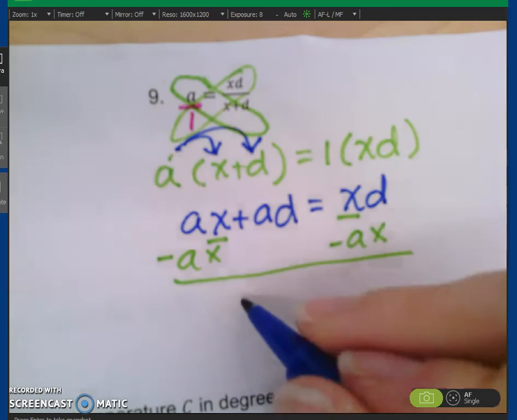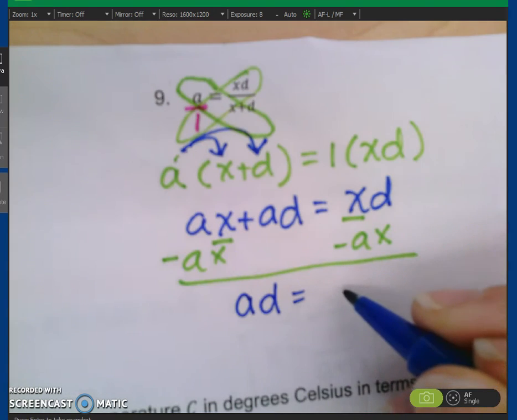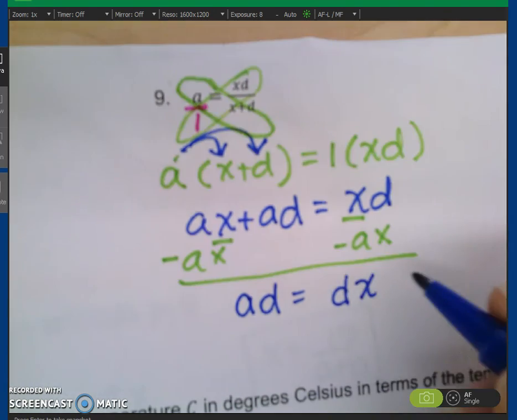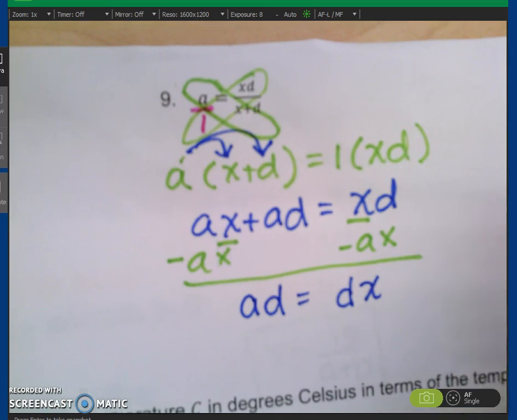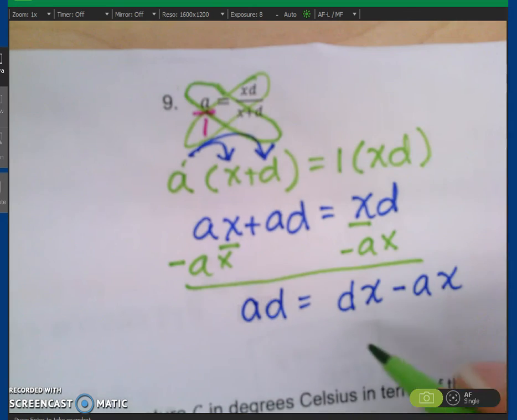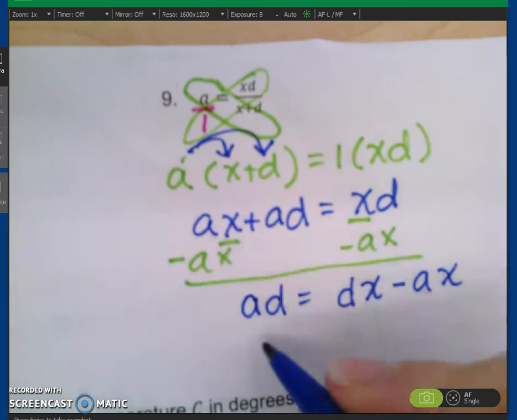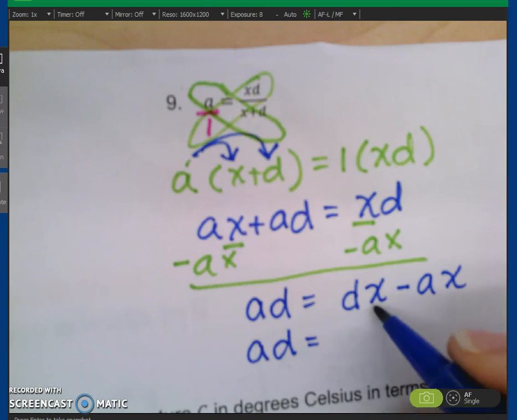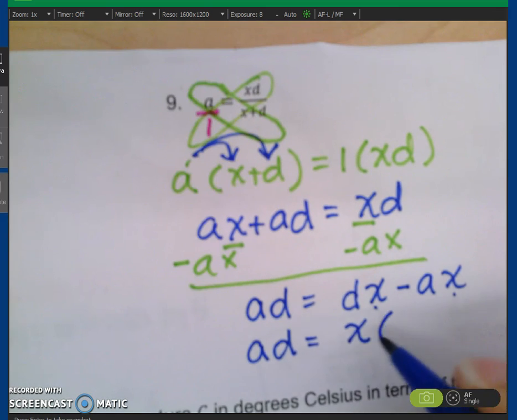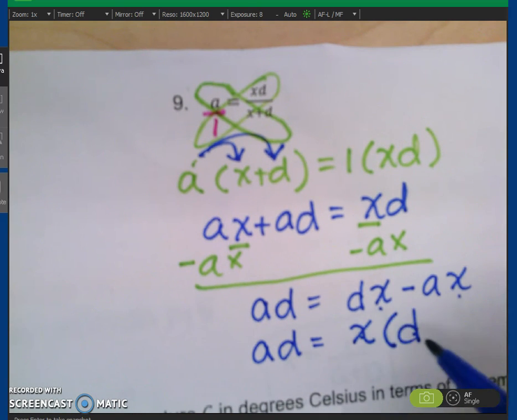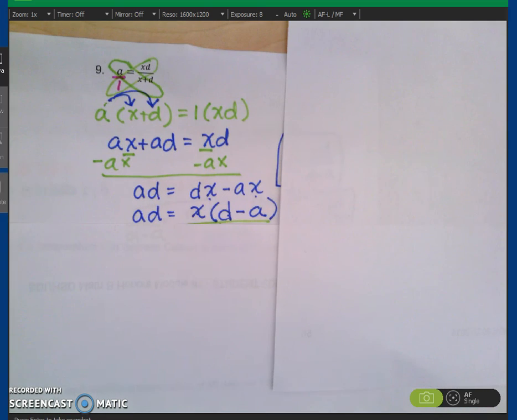When I do that, I get ad equals, I'm going to rewrite this as dx, commutative property of multiplication, minus ax. And I notice I have a common factor of x. So I'm going to rewrite this as ad equals, x is a factor of both these terms, so x times what is dx? X times d. X times what is ax? Negative a. I'd like you to finish solving this one, and I'm going to give you 1 minute to finish.